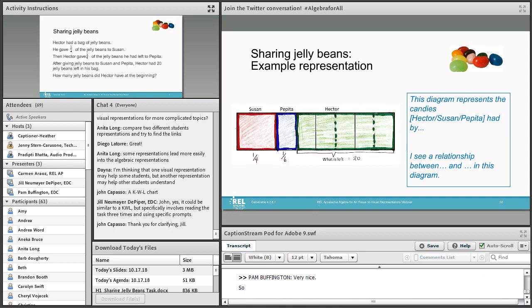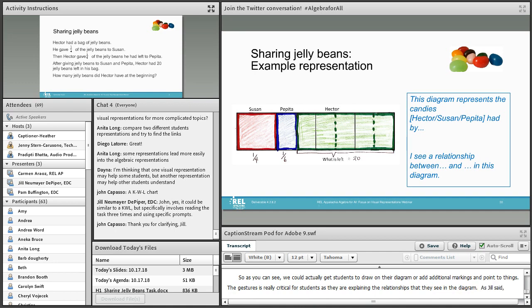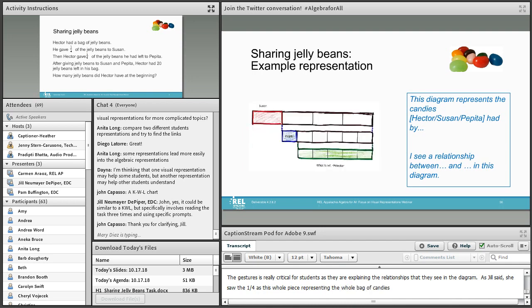Very nice. So as you can see, we could actually get students to draw on their diagram or add additional markings and point to things. The gesturing is really critical for students as they're explaining the relationships that they see in the diagram. As Jill said, she saw the 1/4 as this whole tape representing the whole bag of candies being divided into four equal parts, and those would continue to be partitioned further from there. Here's another example of a similar solution, and the steps are more apparent. Jill, can you talk about how this diagram represents the candies that Hector had?